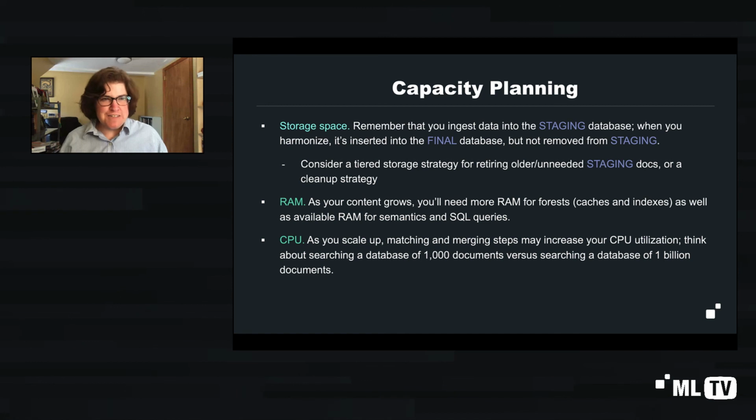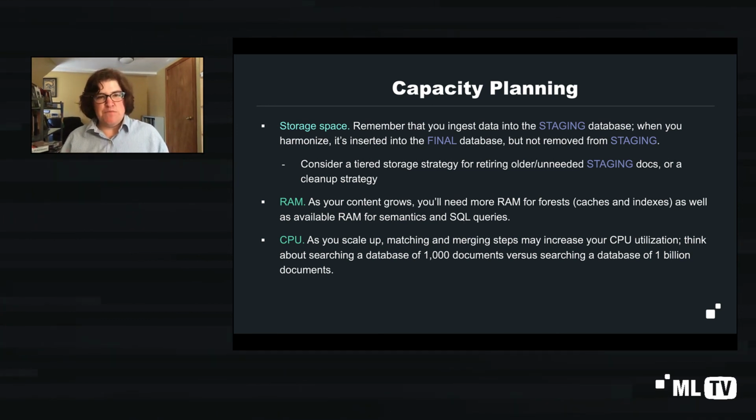Just something to keep in mind as you essentially have multiple copies of data in these various databases. The other thing to keep in mind, as your content grows, you're going to need more RAM for forests. And this is for caches and indexes, as well as available RAM for queries. Particularly if you're doing semantics queries, the Data Hub framework itself does some semantic queries, so you need to consider that as well. So as you scale up, you'll find that your CPU utilization may increase.